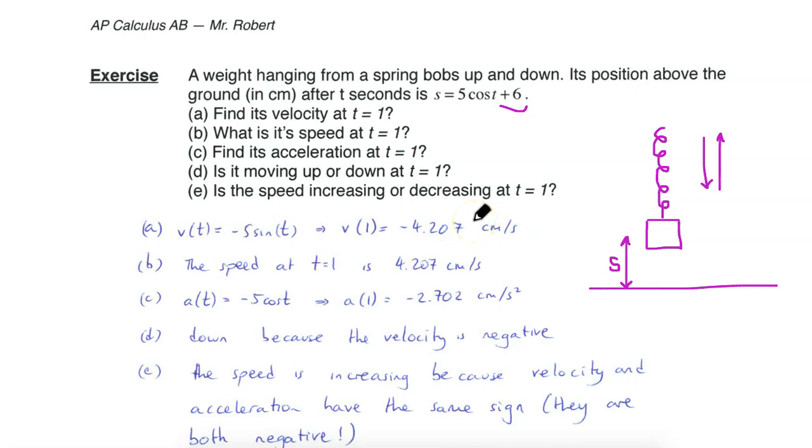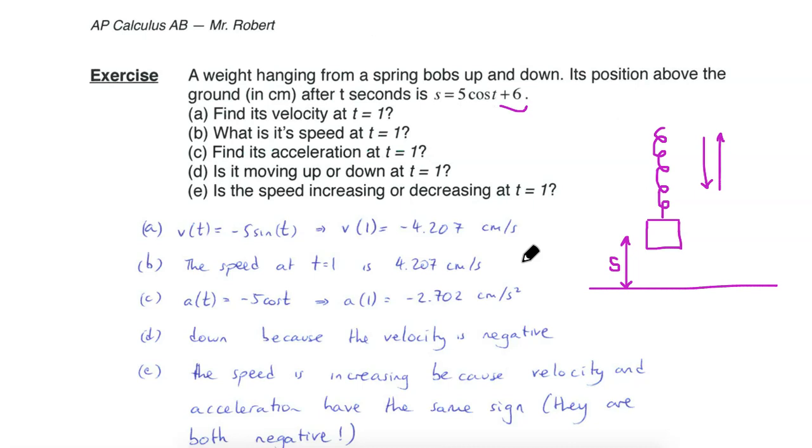So, what do you think? Is the weight going up or down at this point? The answer is it's going down because the velocity is negative. Question B, what is the speed at t equals 1? The speed is the absolute value of the velocity. So the correct answer is the speed at t equals 1 is positive 4.207 centimeters per second. The only difference between A and B is the sign. The speed is positive.